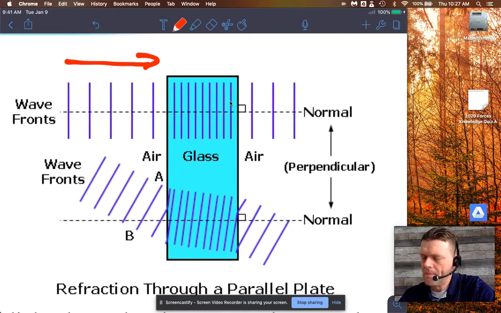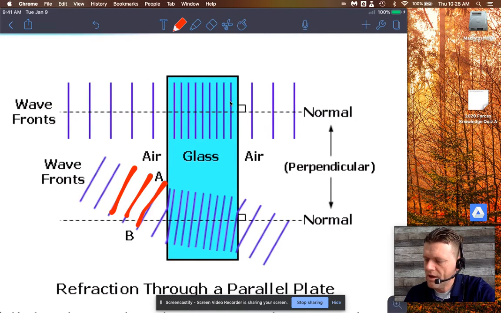Here it's going slow, or in the glass here it's going really, really slow, but then as soon as it gets back into air, it goes back to the normal speed. If it comes in at an angle, then we see what happens down here. So they're coming in like this, and then this first part right here starts to slow down, but the rest of the wave right here is still in the air. And so finally, they all line up, and then in the glass, they're nice and close together like that.